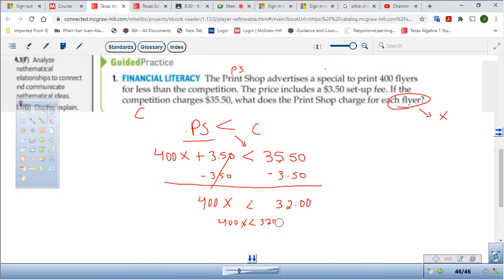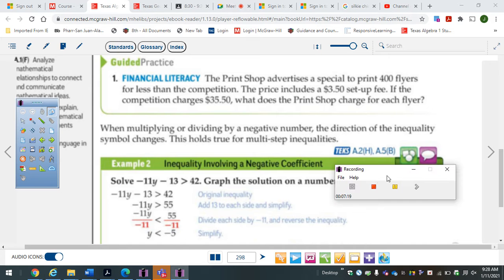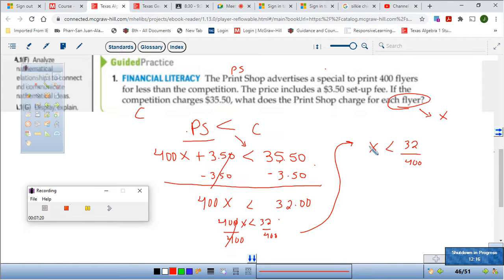And what I'm going to do is just drop these decimals, if you don't mind. Now I divide by 400 here, divide by 400 here. These cancel out. And I'm going to just bring it up here. x is less than 32 over 400. We can clean this one up. Divide them both by, hold on. Okay, so x is less than, this one happens to be 0.08. So about 8 cents. So as long as they charge less than 8 cents, they're good. You got it? Pretty cool.